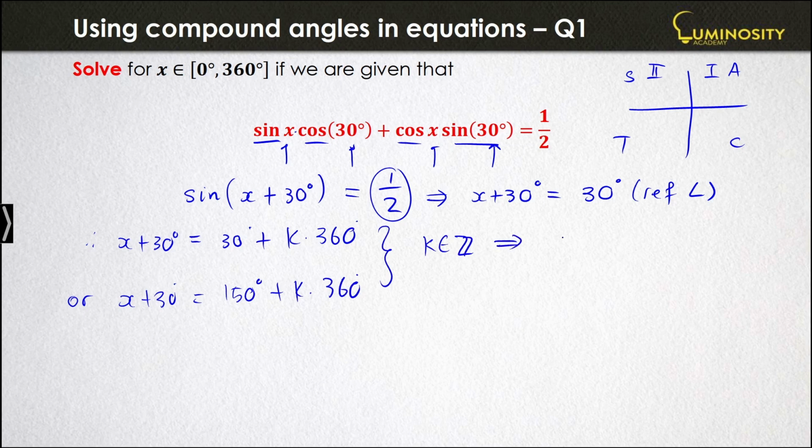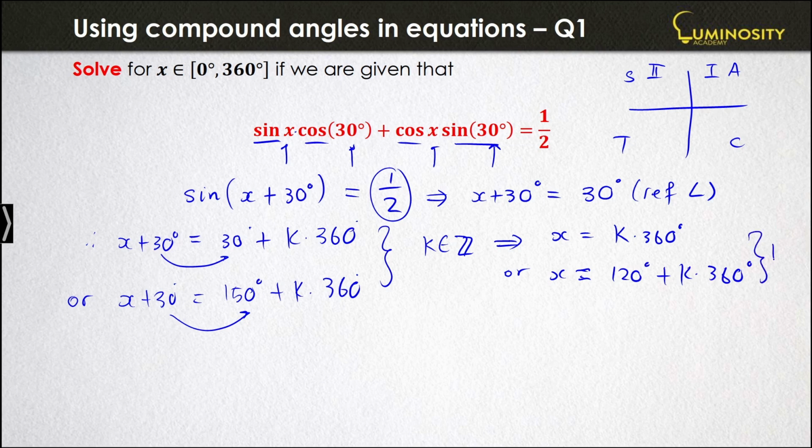Okay, so this simplifies down to, if I subtract 30 degrees on both sides, x equals 0 plus k times 360 degrees, but I'm not going to write 0 because it's implied, if you're adding 0 it doesn't change anything. Or, if I subtract 30 degrees here, x equals 120 degrees plus k times 360 degrees. And again here, k is an integer. So these are the general solution sets, and we want between 0 and 360.